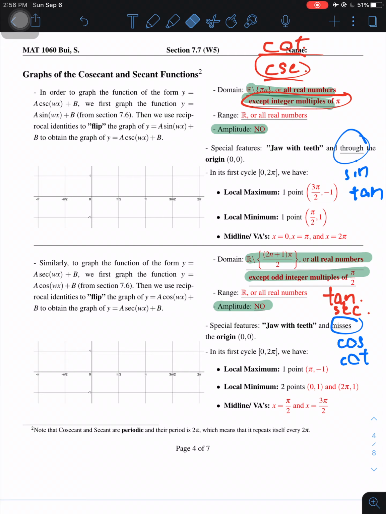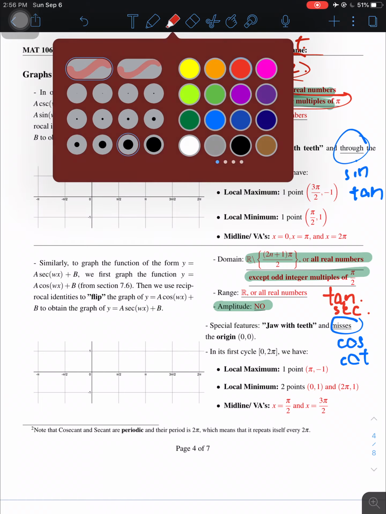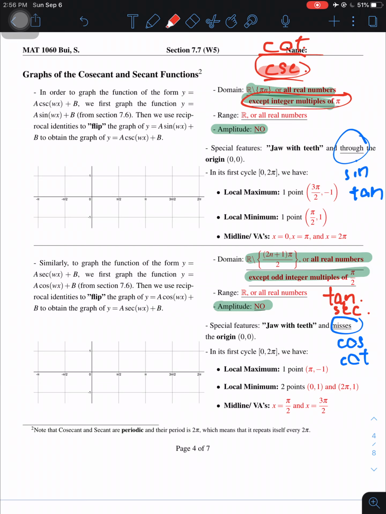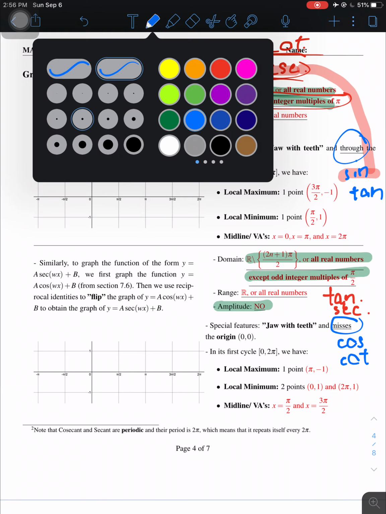And the reason why cosecant will pass through the origin is because cosecant, this one in here, let me change the color again to red. Cosecant is the flip of sine, right? That's why they have a similar feature between cosecant and sine, okay? So technically, in order to graph cosecant, we only have to draw the graph of sine, and after that we flip it, okay? So if you notice, the graph of sine is gonna look like this.